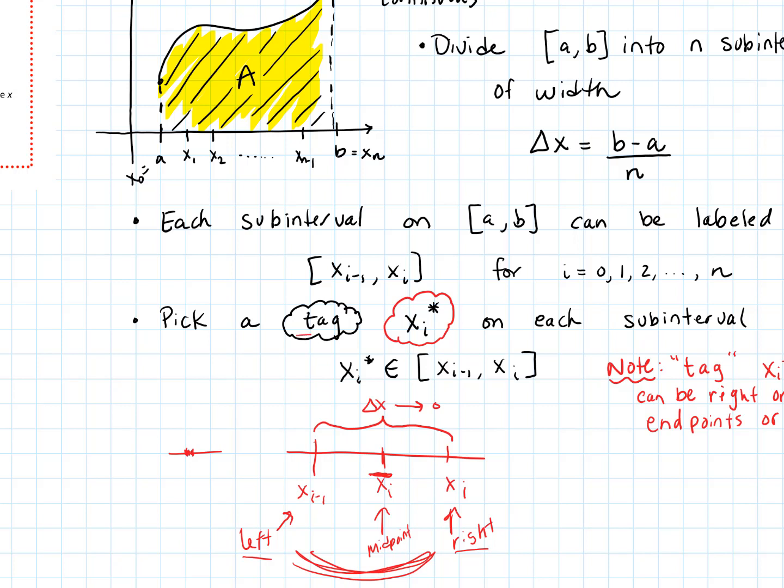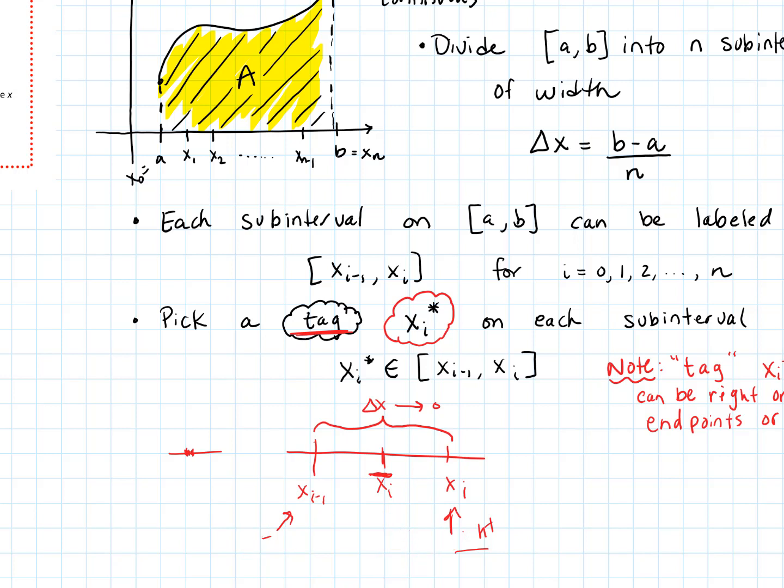That's why it doesn't matter. That's why we just say, pick a tag. It's kind of generic. Pick a tag. It doesn't matter if you're building your rectangles with your right-hand endpoints, your left-hand endpoints, or your midpoints, because as we shrink the width of the interval smaller and smaller, those points all approach each other. So it doesn't matter what we pick as our tag.